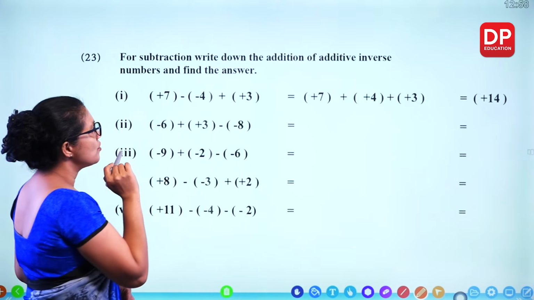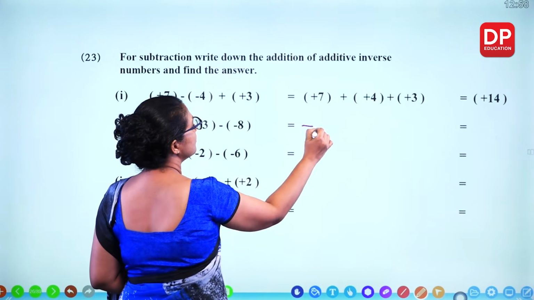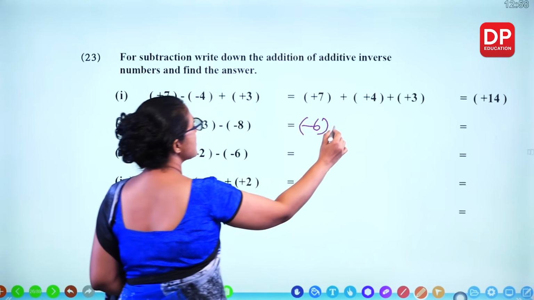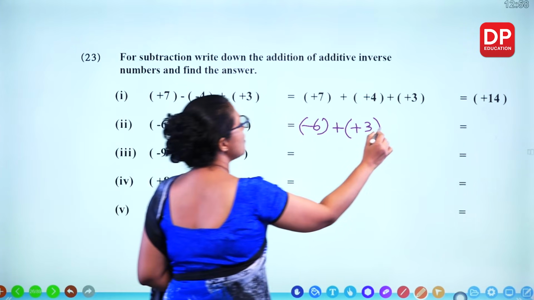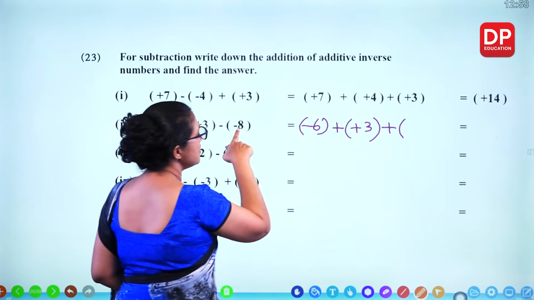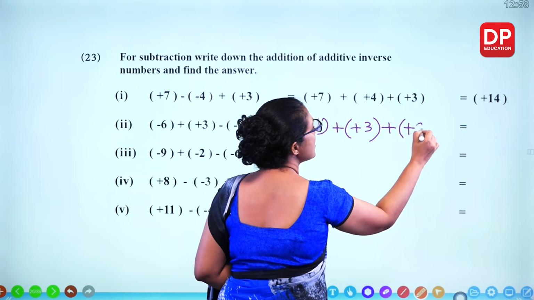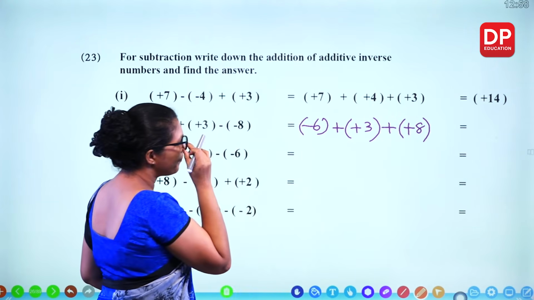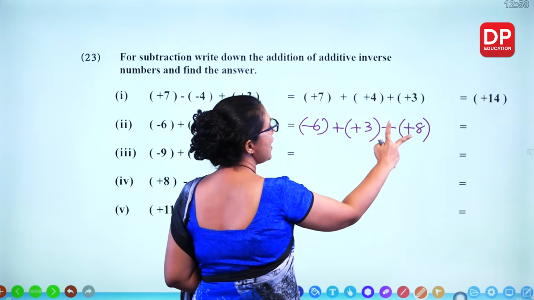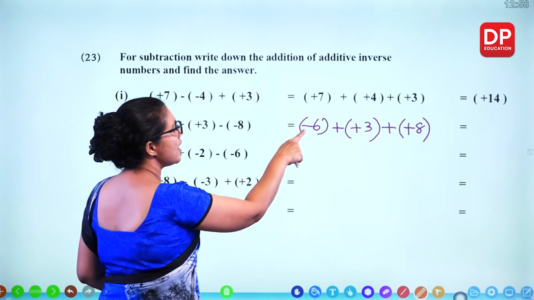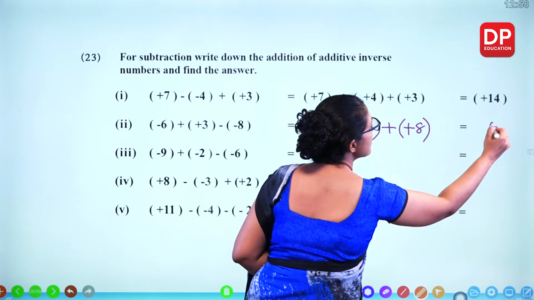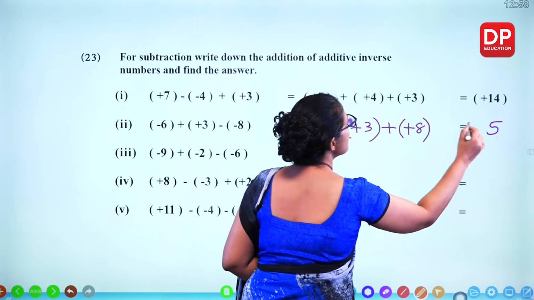Now we'll do this one. Minus 6 plus 3. Here you can convert to addition of additive inverse of minus 8. That's plus 8. Now these two you can add. 8 plus 3, 11. 11 minus 6, you get 5. That's positive.